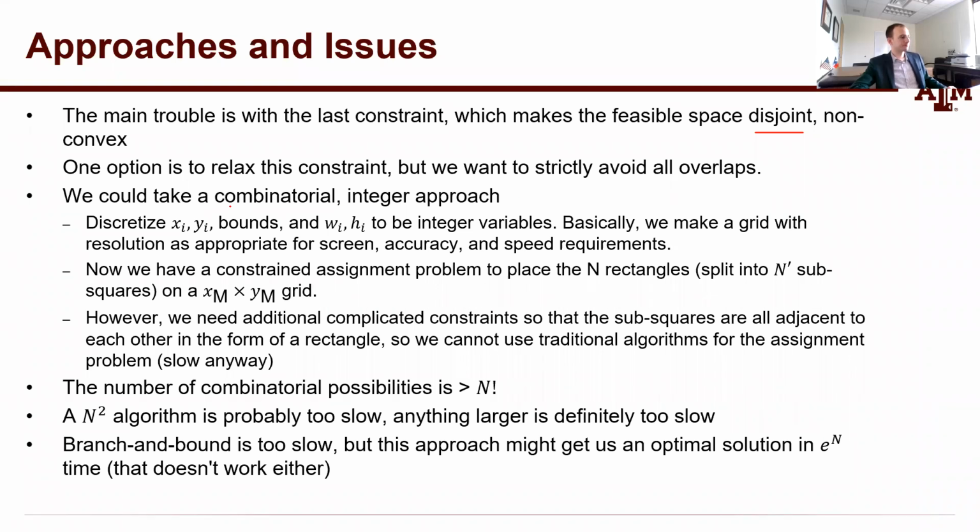You could take a combinatorial integer approach, which would be the more standard way to solve this problem. Here's one approach that you could use, but those end up being extremely slow, with a lot of combinatorial possibilities. We can't really even do anything that's n squared because of the size of these problems. Something like branch and bound is really unworkable beyond about 7 or 8 tiles.